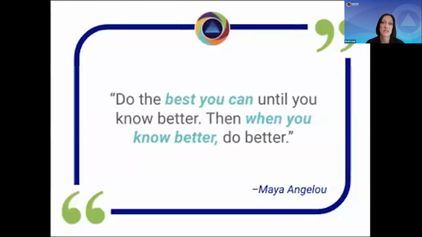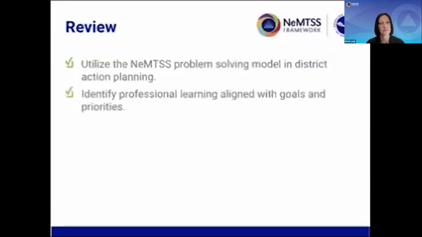The problem-solving process provides a structure for teams to work together to identify, analyze, plan, implement, and reflect in a cyclical process, and it is always providing new insights to continue to help adults learn and grow, so we can all continue to do better when we know better. We have now discussed how to utilize the Nebraska MTSS problem-solving model in district action planning that includes identifying professional learning that is aligned with goals and priorities. To view a webinar for a PK-12 district and/or family involvement and engagement within data-based decision-making in the Nebraska MTSS Framework, please click on the respective chapter tab.